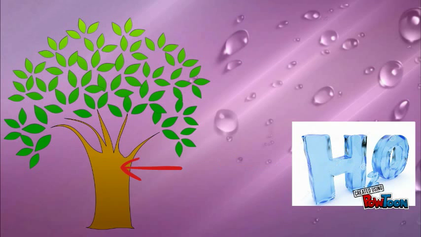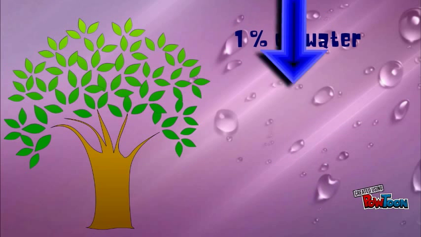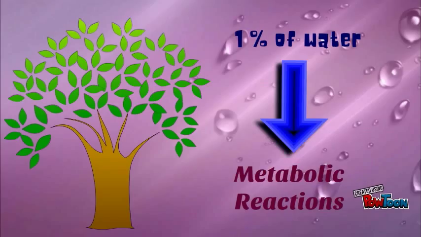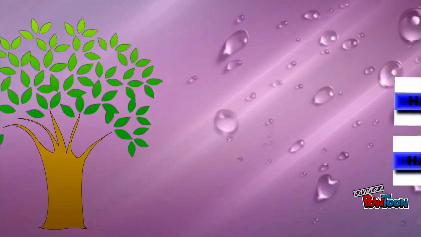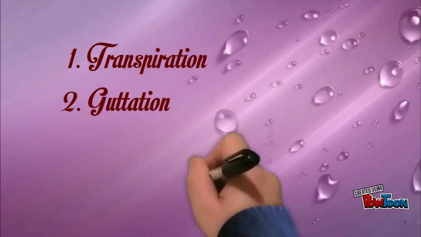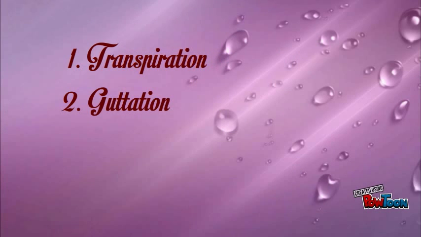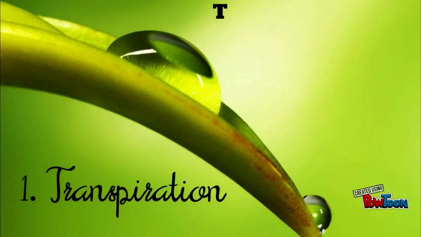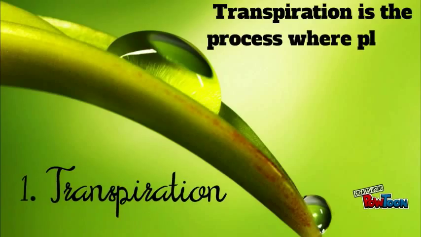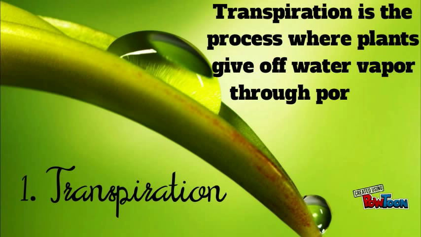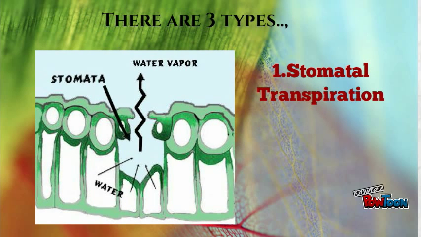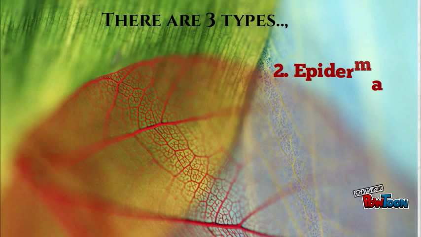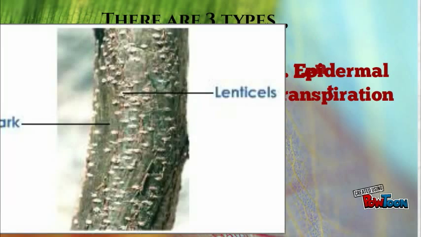Transpiration. Transpiration is the process where plants give off water vapor through pores of the plant. There are three types: stomatal transpiration, epidermal transpiration, and lenticel transpiration. The factors affecting transpiration can be divided into two sections as external factors and internal factors. These are external factors, and these are internal factors.